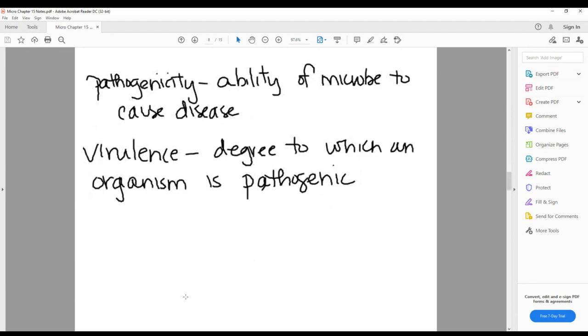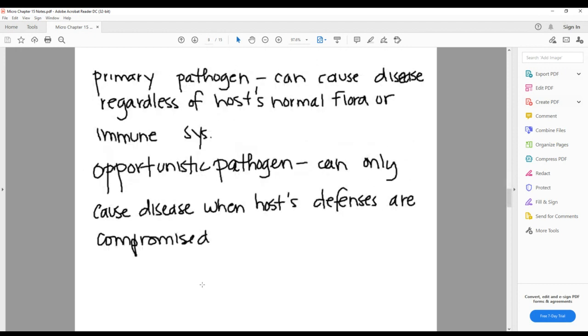One thing that we're going to talk a lot about when we get into our specific pathogens is pathogenicity and virulence. Pathogenicity is the ability of the microbe to cause disease, and virulence is how pathogenic they are, okay? The more factors that a microbe has to make it pathogenic, the more virulent it becomes. And as you'll see, as you read through 15.3 and 15.4, we have a lot of different virulence factors.